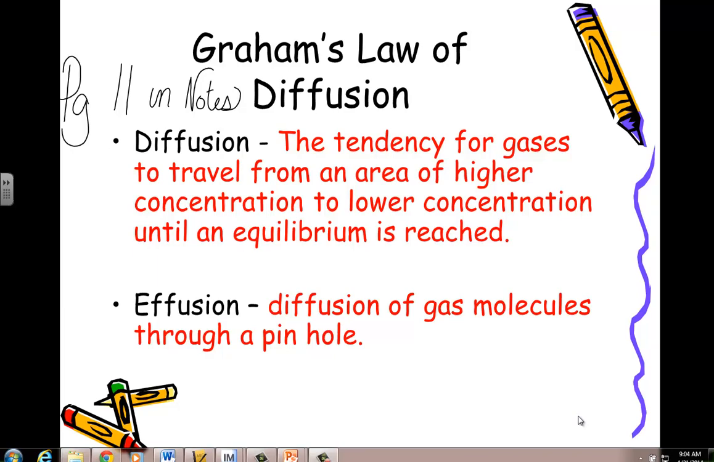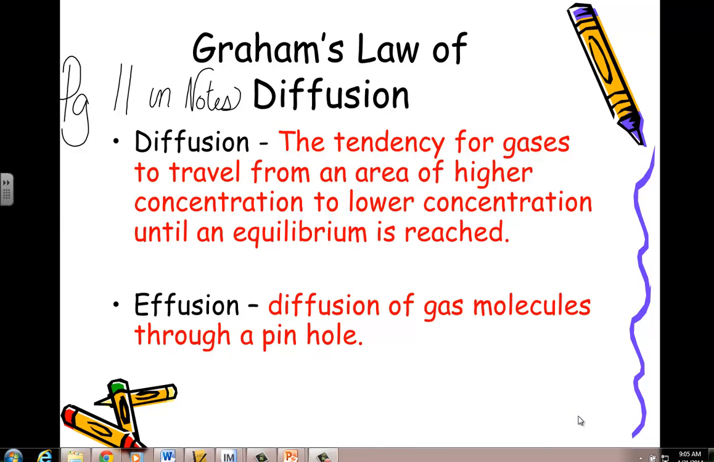One of our last lessons in the note pack talks about Graham's Law of Diffusion. Our note packs are open to page 11, about halfway down. We see diffusion and effusion, a couple of vocabulary words introduced right at the start of our new unit, the gas laws. That term diffusion, that tendency for gases to travel from an area of higher concentration to an area of lower concentration until, of course, an equilibrium is reached.